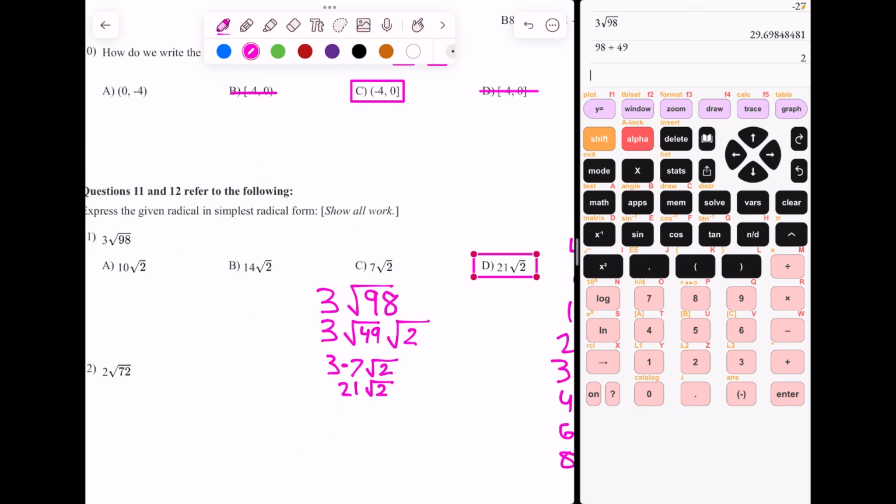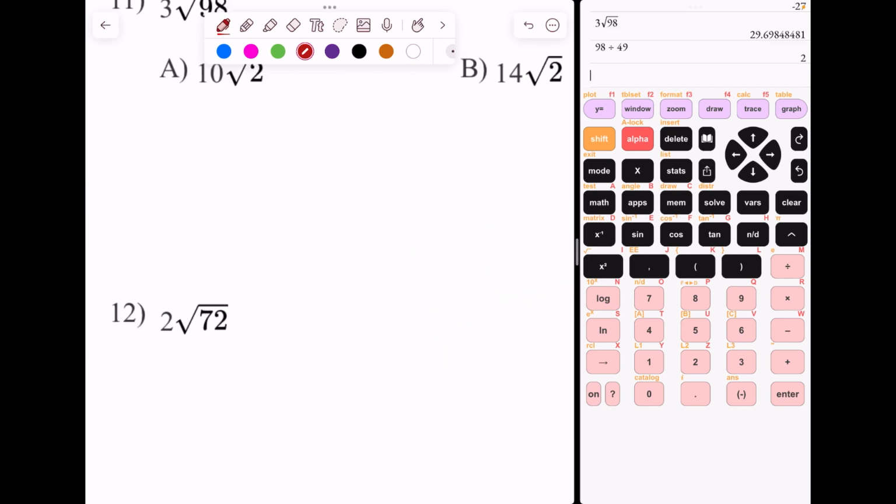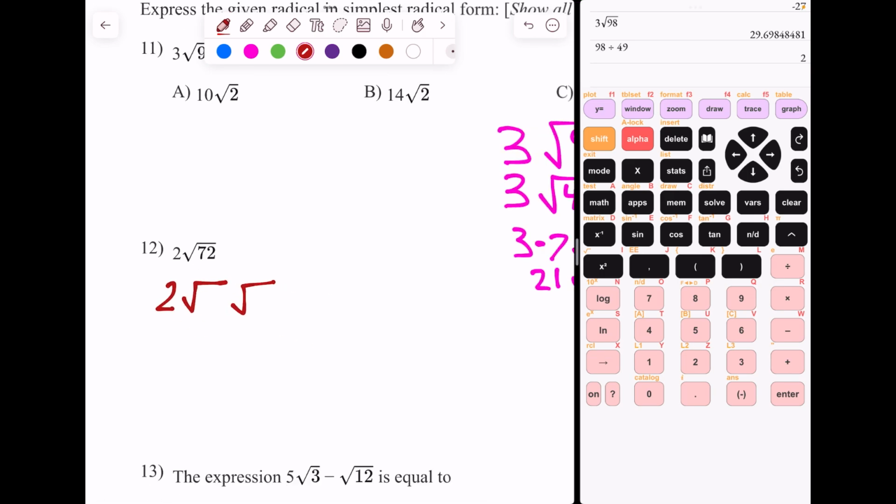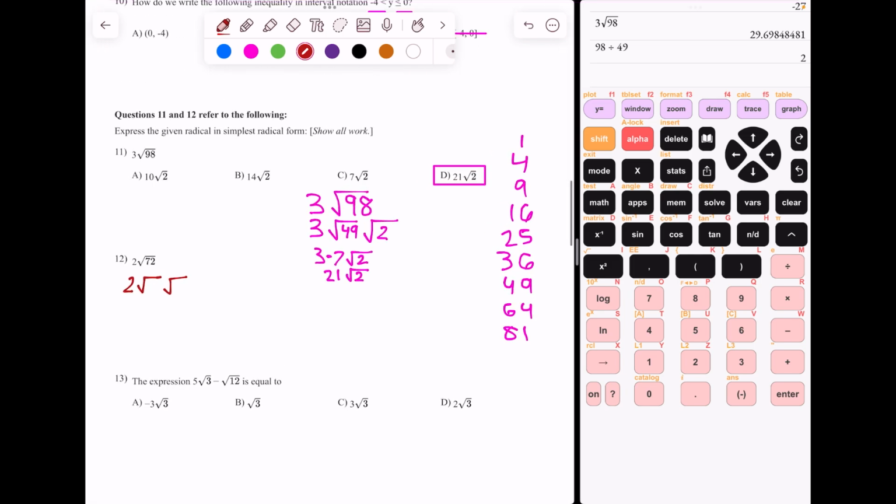A question like number 2, you do not have the option to do any of the multiple choice tricks because there are no answer choices. So we have to do it out by hand. So we're going to put 2 times the square root of 72. We want to separate the square root of 72. So we got to look at the list of perfect squares and see which number could divide into 72. And the one that works is 36.